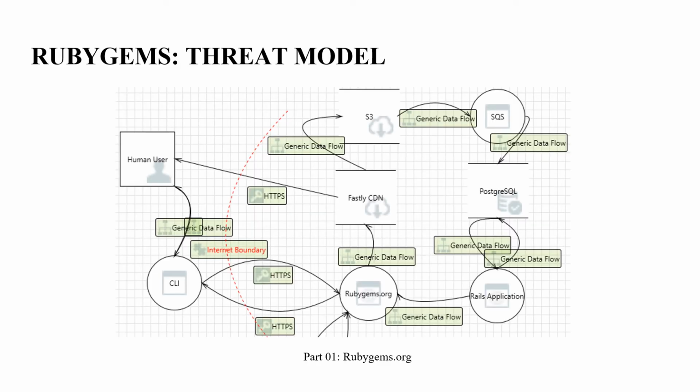Here's the threat model that we have created. It's fairly large, which is why we had to divide it into two different sub-diagrams. The first sub-diagram relates to the working of rubygems.org. This is included in the threat model because we have seen a decent number of vulnerabilities expressed here.